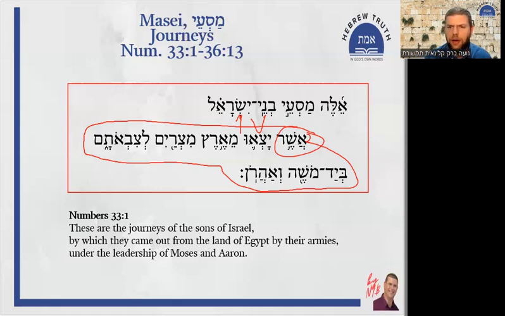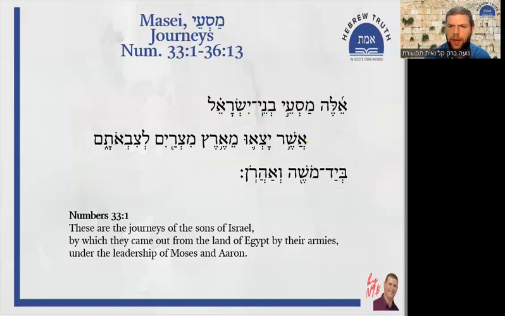We have here Masei b'nei Yisrael. You can see the masculine plural construct of both Masei and b'nei. They have the same ending, because that's the masculine plural construct form ending.